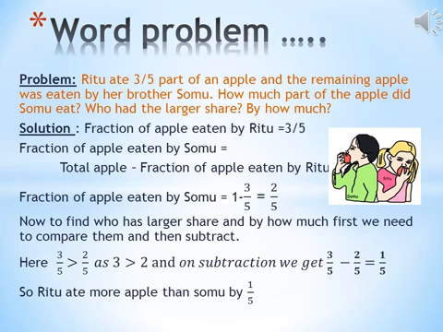And to find out who has eaten the larger share, we need to compare both the fractions, that is 3 by 5 and 2 by 5. And they are like fractions. In like fractions, comparison is done on the basis of the numerator, and as 3 is greater than 2, we have 3 by 5 greater than 2 by 5. And on subtraction we get 3 by 5 minus 2 by 5 is equal to 1 by 5. So Ritu ate more apple than Somu by 1 by 5.